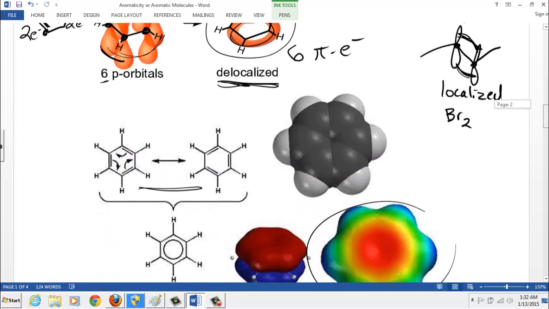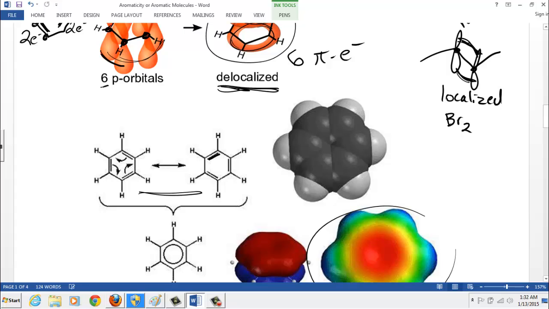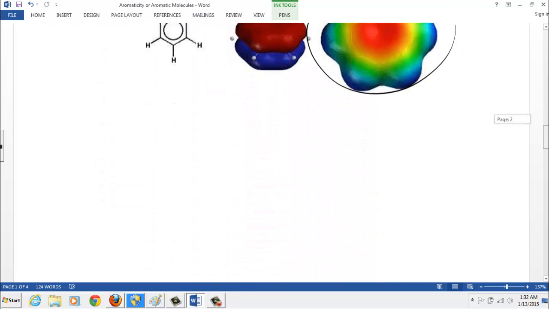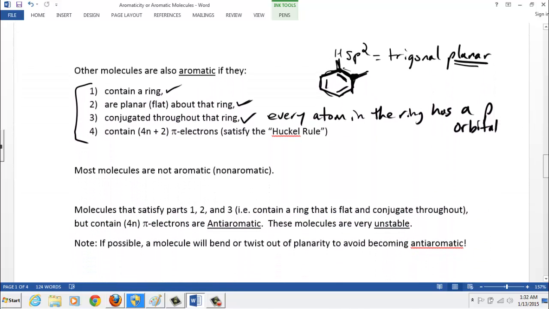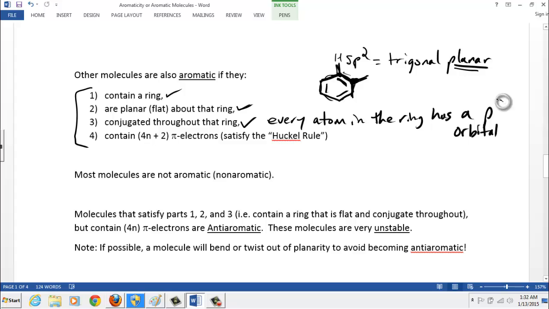Most of the time we think about conjugation where there's an alternating double, single, double, single, double, single, double. That's a quick check, but it turns out there's some other cases where it's not simply alternating double and single bonds that makes it conjugated. And this is a better definition: every atom in the ring has a p orbital.